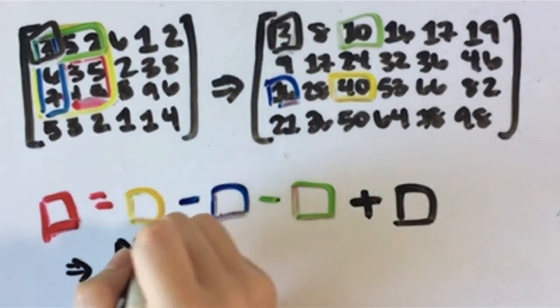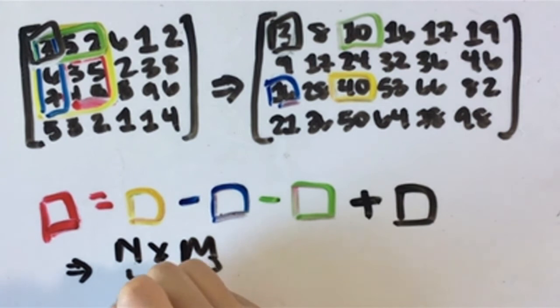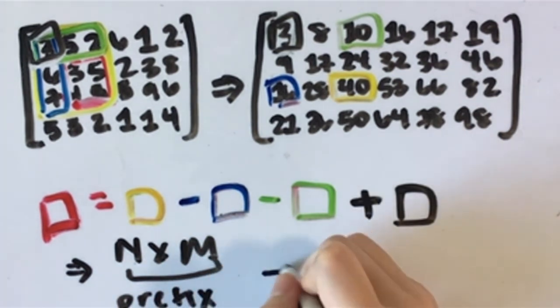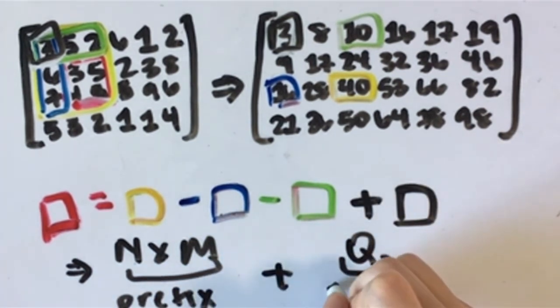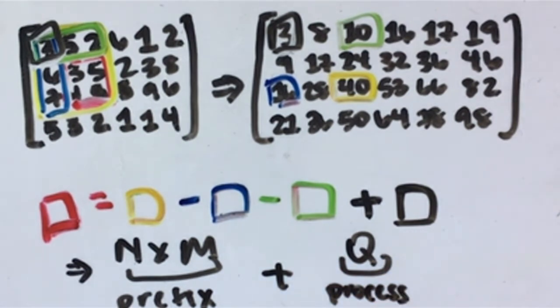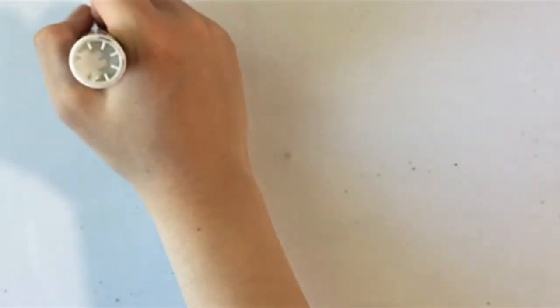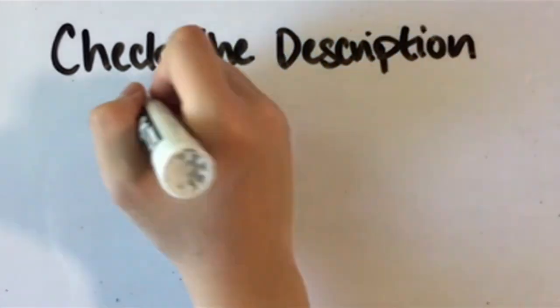Using this method, we can process any query efficiently, now only requiring n times m operations for making the prefix sum array, and then q operations for processing the array. That's it for 2D prefix sums. Hopefully it wasn't too confusing.